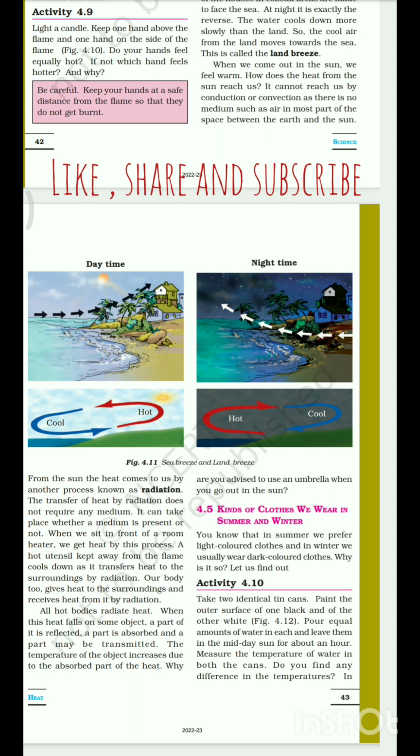All hot bodies radiate heat. When this heat falls on some object, a part of the heat is reflected, a part is absorbed, and a part may be transmitted. That's why you are advised to use an umbrella when you go out in the sun.